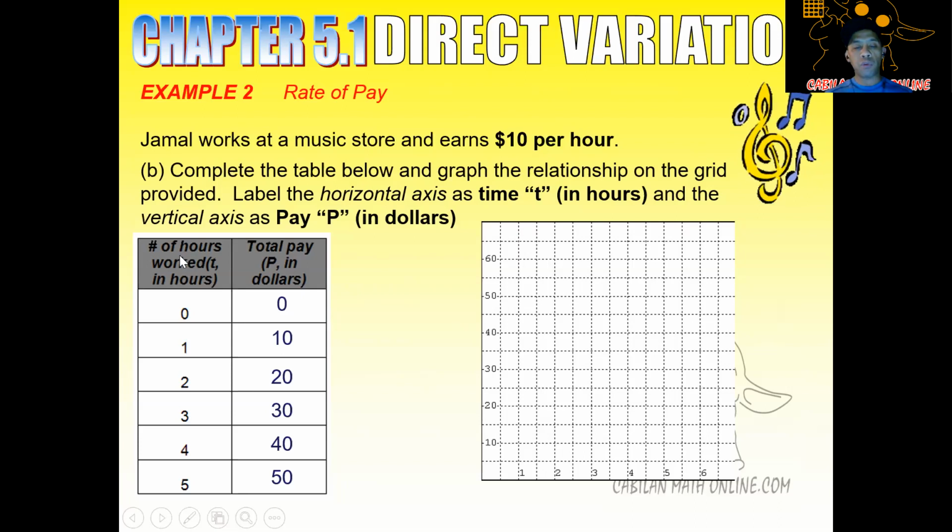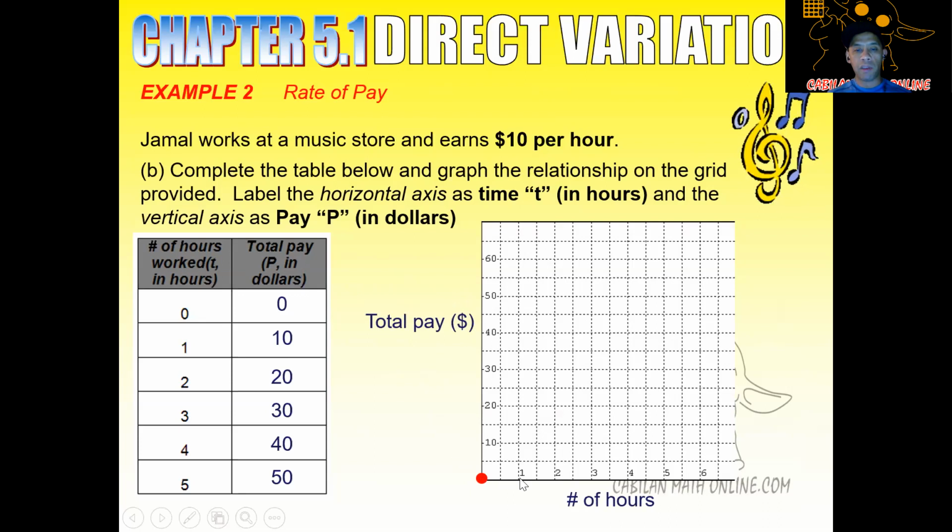So the number of hours worked would represent the horizontal axis, which is also known as the x-axis, and the total pay will go on the vertical axis. Just plot the first point here of 0, 0. Since it didn't go up 1, it just stays right there. Next one, at 1 hour, he made $10.